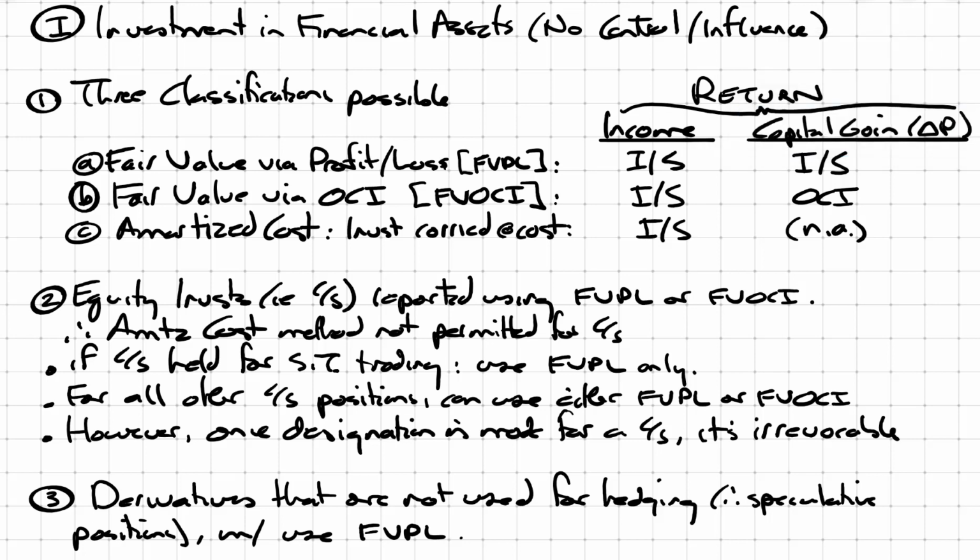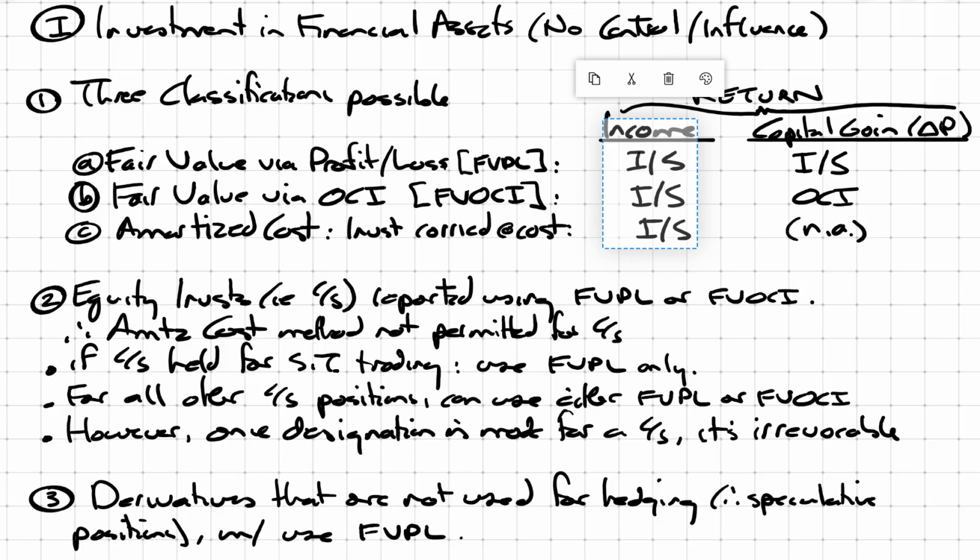The first method is referred to as fair value via profit and loss, or FVPL. And in this instance, as the name actually suggests, the change in fair value is recognized as profit or loss, which is in the income statement. Now, one thing we should note is the following. Notice that irrespective of the method, they all treat income as part of profit or loss, or it's recognized in the income statement. And here's the reason.